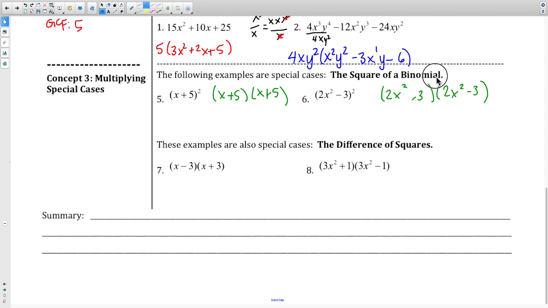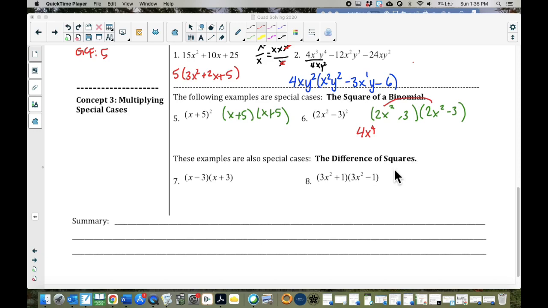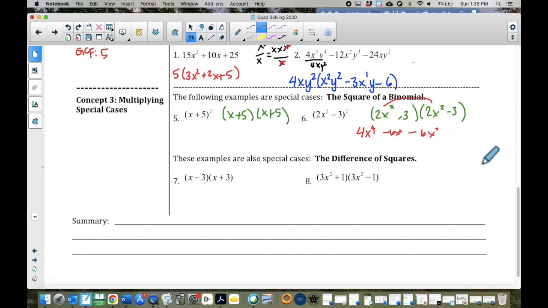So this is going to be 4x to the fourth. My board is being super laggy. Okay, I changed my setup on my board, so hopefully this won't lag as much. So we were multiplying this. We got 4x to the fourth. And then we have a minus 6x squared and another minus 6x squared. And then a negative 3 and a negative 3 gives me plus 9.